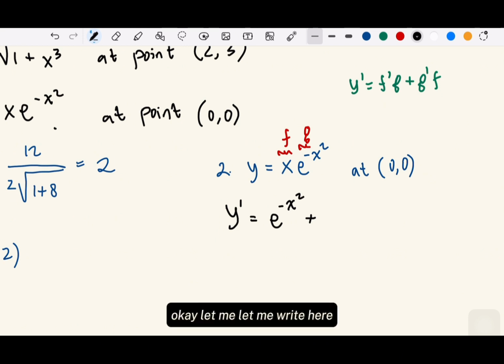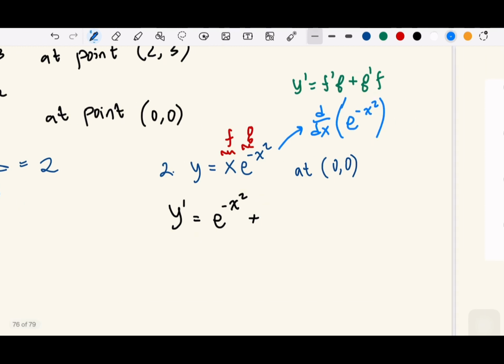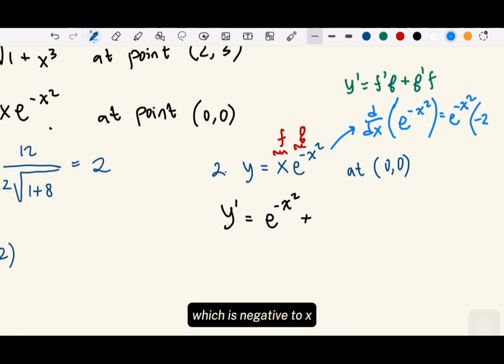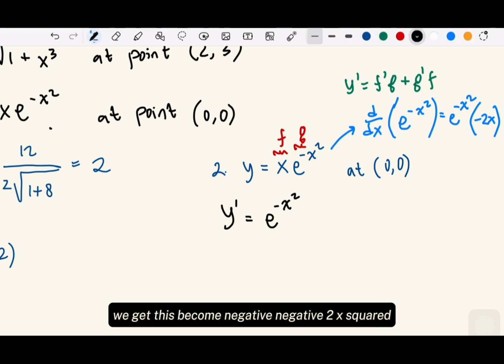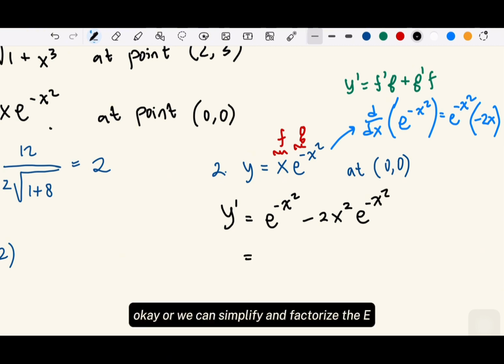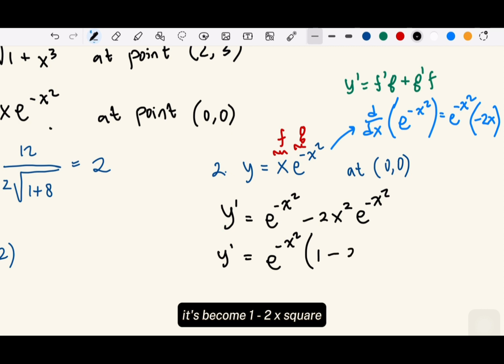Okay, let me write here. So d/dx of e to the power of negative x squared. Remember, we did this kind of function before. So the outside function is e, still the same, right? And then multiply with the chain rule, which is negative 2x. That's g prime. So we multiply f, which is x, and the whole thing here is g prime. So x multiplied with that, this becomes negative 2x squared e, or we can simplify and factorize the e. It becomes 1 minus 2x squared.